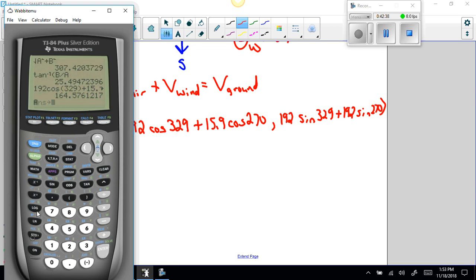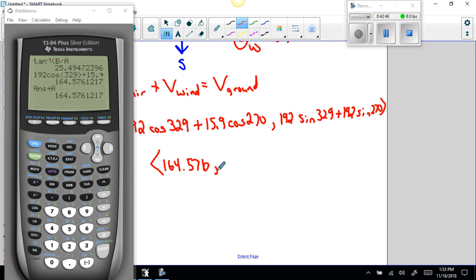192 cosine 329 plus 15.9 cosine 270, stow alpha A, 164.576, and change these to sines. Sine. Okay, I'm in the fourth quadrant, which I totally thought I was.